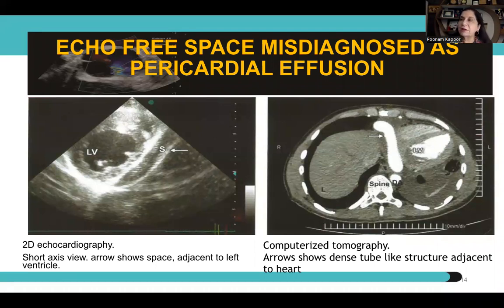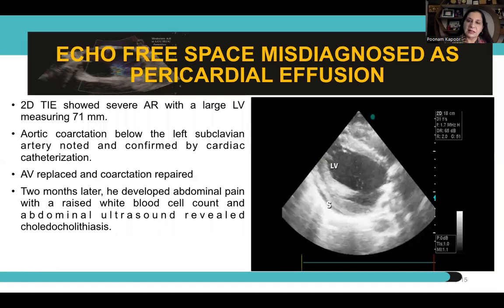Now you see the left ventricle in short axis, and this is the apical 5-chamber view, and you see a space which is marked S, which we thought is actually a pericardial fluid. And we sent this patient for a CT. Now, when we did the CT, we saw, instead of a red opaque kind of a structure, something which looked more like a tube adjacent to the heart. And this was outside the heart, right?